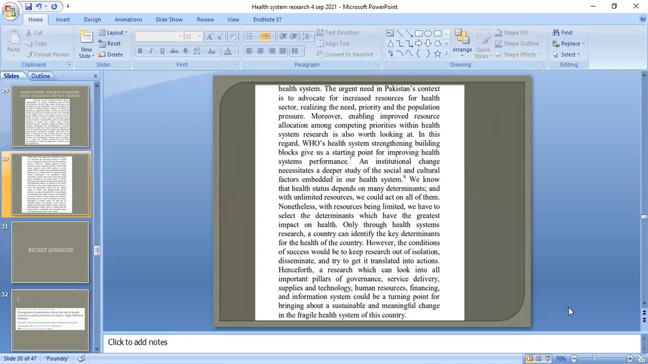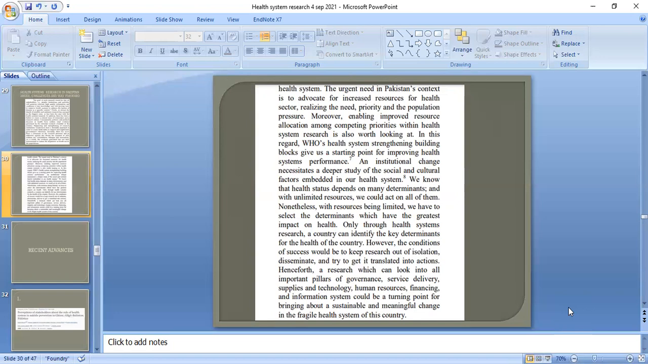We know that health status depends on many determinants, and with unlimited resources, we could act on all of them. Nonetheless, with resources being limited, we have to select the determinants which have the greatest impact on health. Only through health system research can a country identify the key determinants for the health of the country.